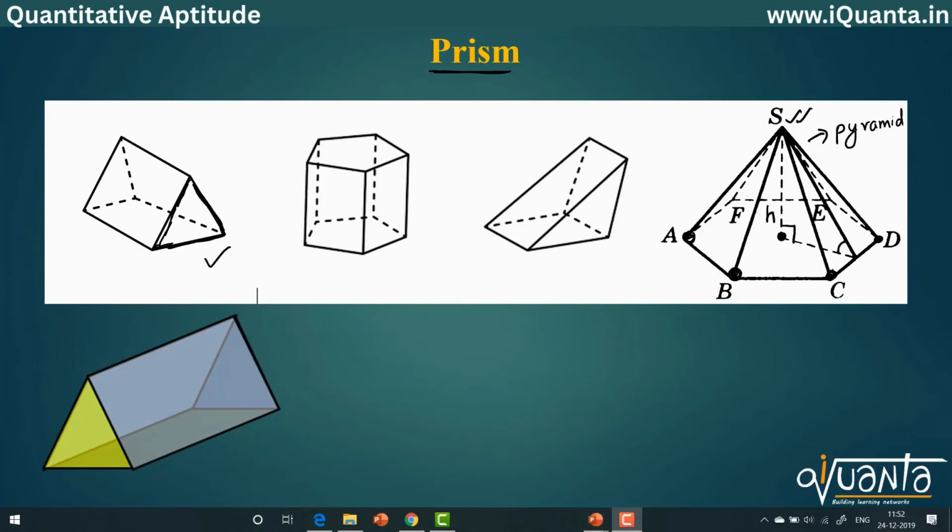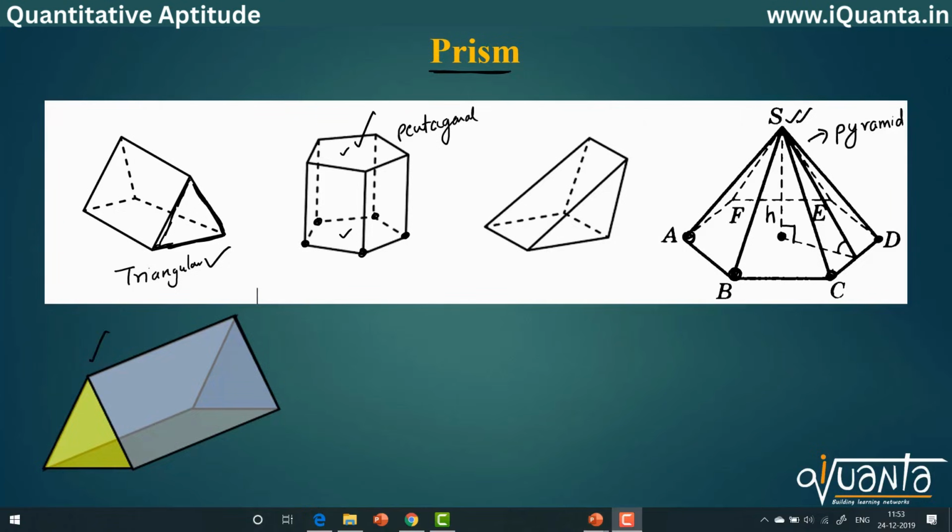But in prism, we do not join the vertices onto a single top point. Rather than that, the base of a prism and top part of a prism, they are same. Basically they are also regular polygons. So the first one that we have over here, this is a triangular prism. We can see that this is a pentagon over here, so this can be called a pentagonal prism. This is also a triangular prism.